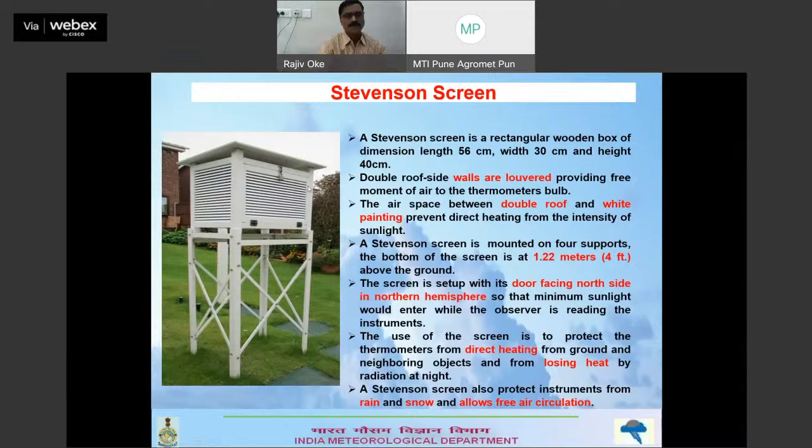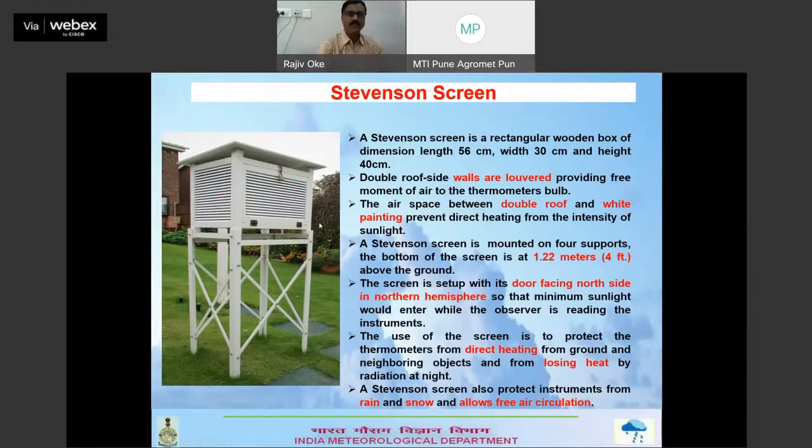It was designed and developed by Sir Stevenson, and according to his name, it has been called the Stevenson screen. It is a rectangular wooden box with dimensions of 56 centimeters length, width 30 centimeters and height 40 centimeters. Double roof side. This is a wooden box, it has one roof here, and another slanting roof above. So it is a double roof side.